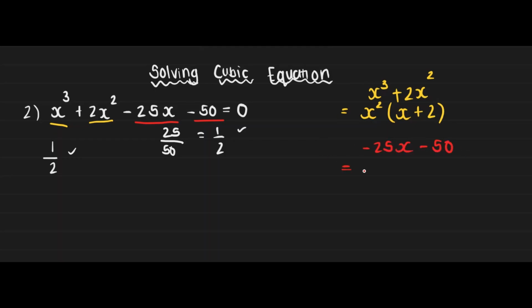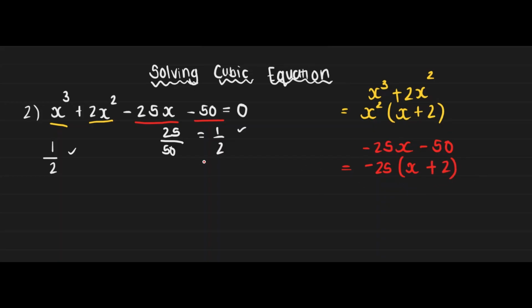So what's the common factor here? We see that the common factor here is negative 25. Remember, if you take out a common factor with the negative, the terms that remain in the bracket are going to change their sign. If they were negative, they're going to be positive. If they were positive, they're going to become negative. So here what's remaining is just x, and here it's going to be plus 2. So this is what you're going to have.